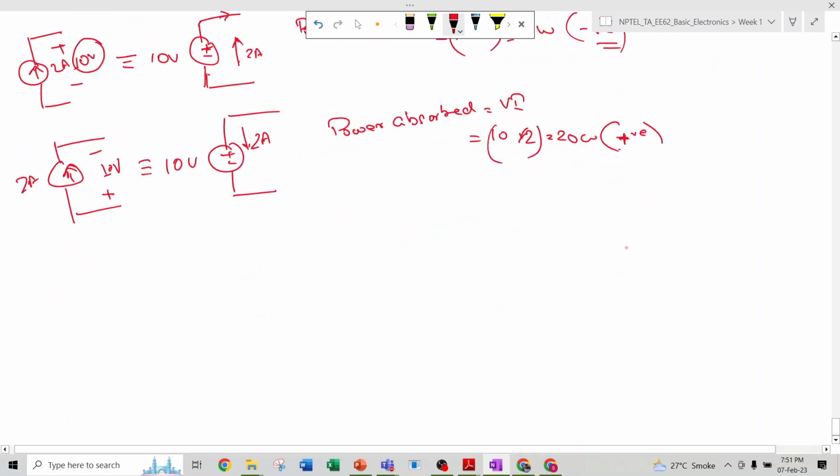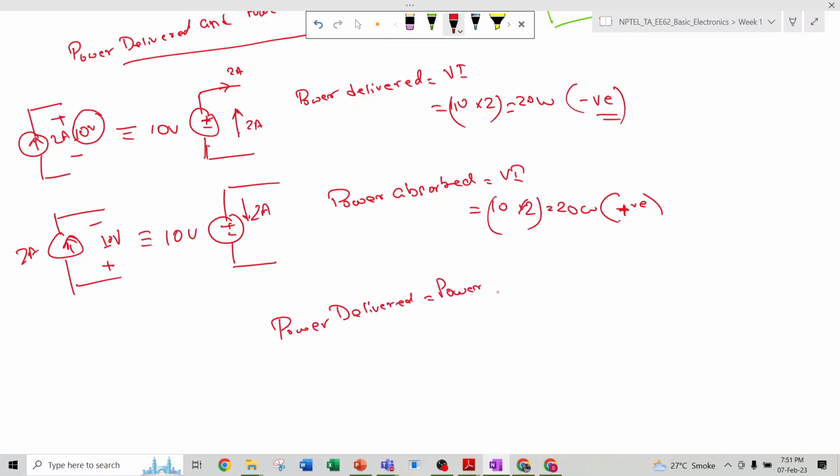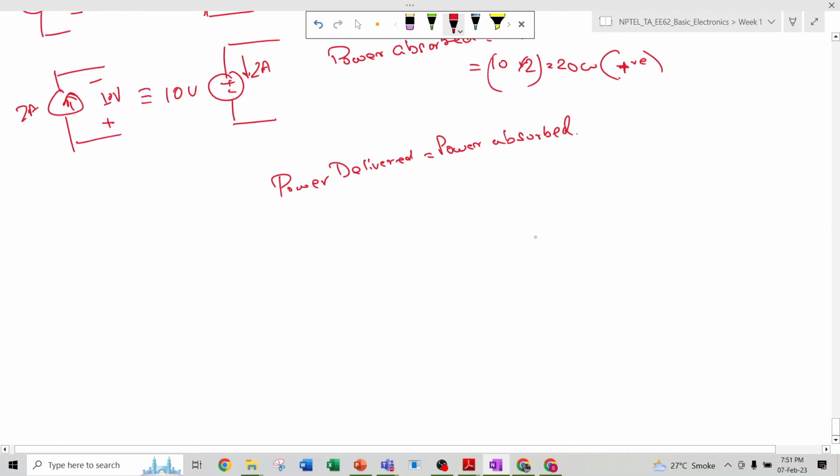So the interesting thing is that in a complete circuit, the power delivered is equal to the power absorbed. So it is the conservation of power principle. Whatever power is delivered, that much power is absorbed.